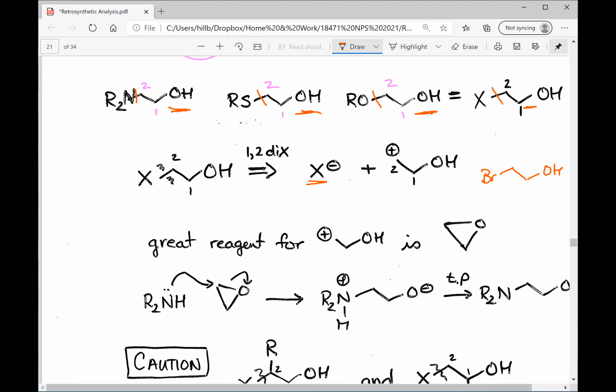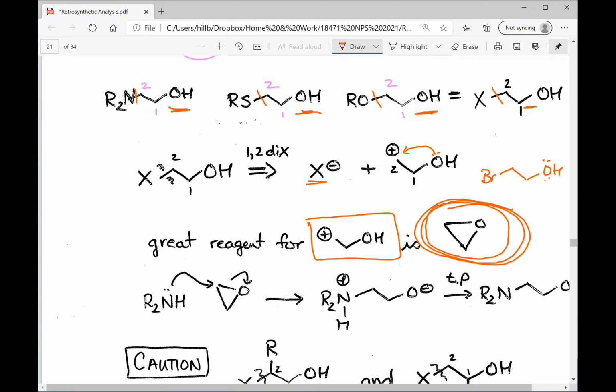Now, the trouble with this, of course, is that we go back to the whole atom economy thing. But there's no reason why this oxygen itself can't be attached to that positive charge. So the great reagent for this sort of thing is an epoxide.